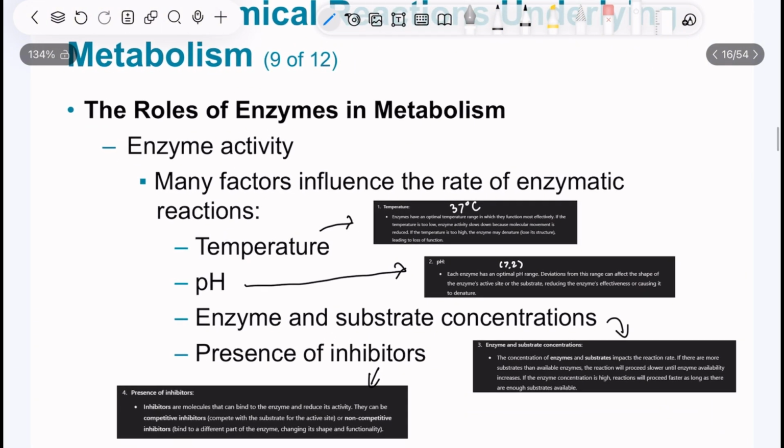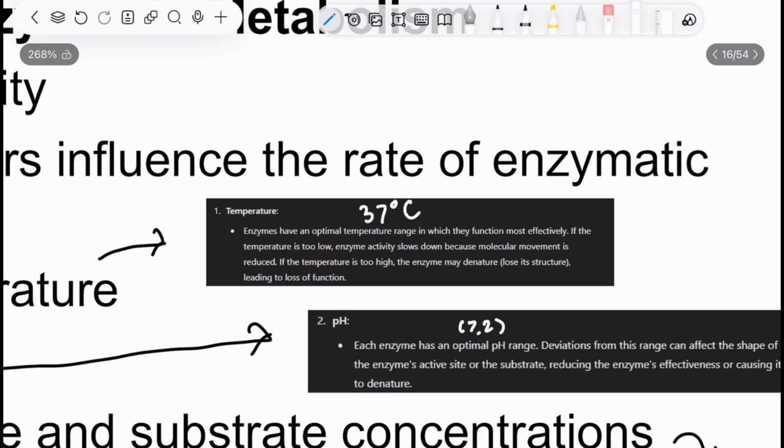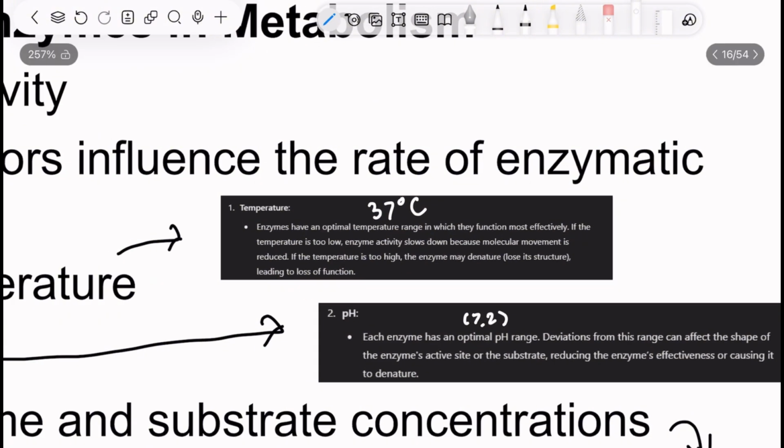And so we look at the enzyme activity. Many factors influence the rate of enzymatic reactions, starting off with temperature. Enzymes have an optimal temperature range in which they function most effectively, and in this case, they function most effectively at 37 Celsius, or in Fahrenheit, 98.6. If the temperature is too low, enzyme activity slows down because molecular movement is reduced. If the temperature is too high, the enzyme may denature or lose its function.